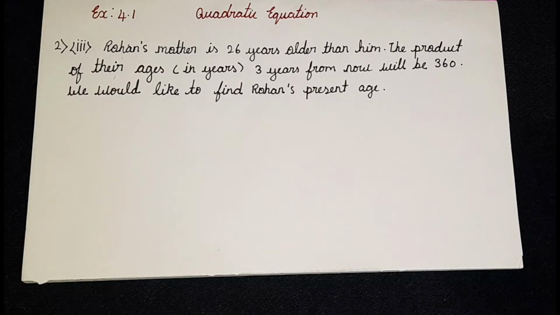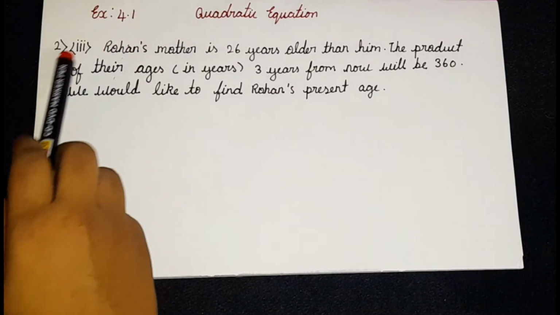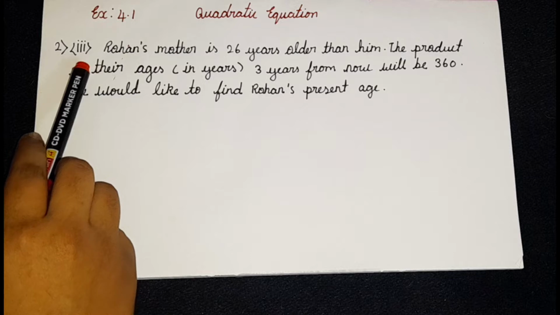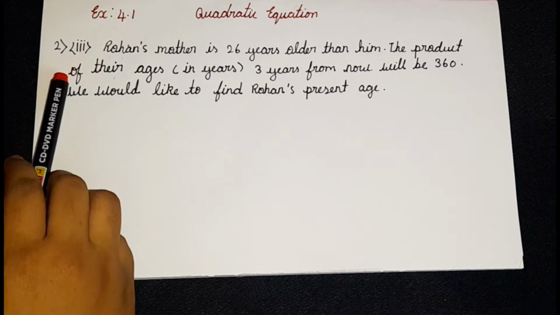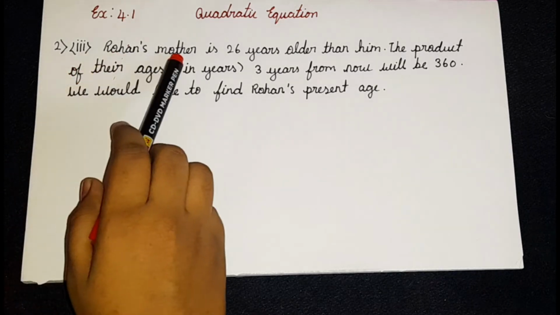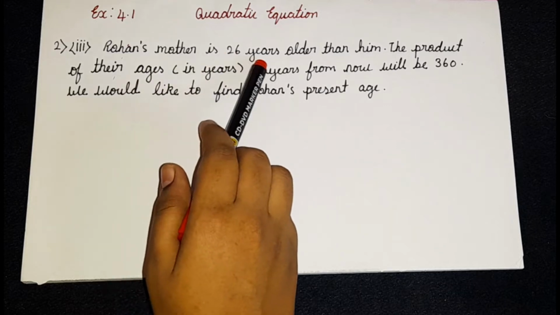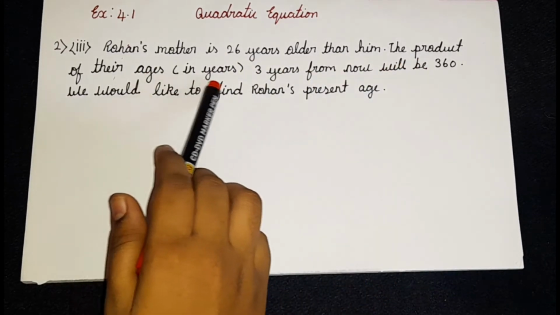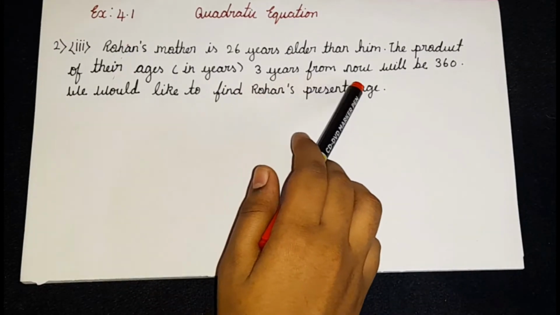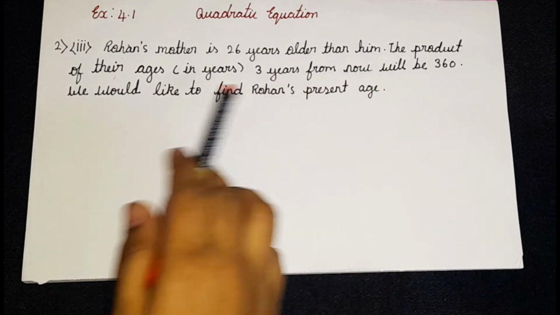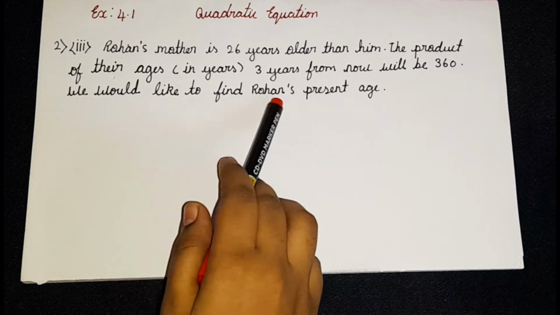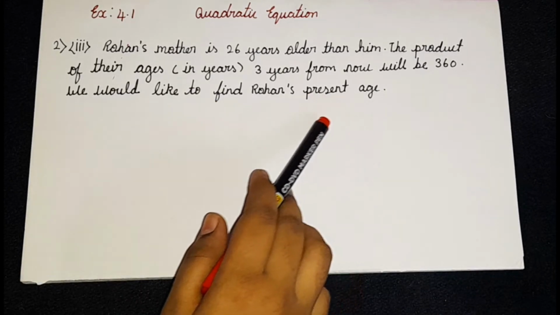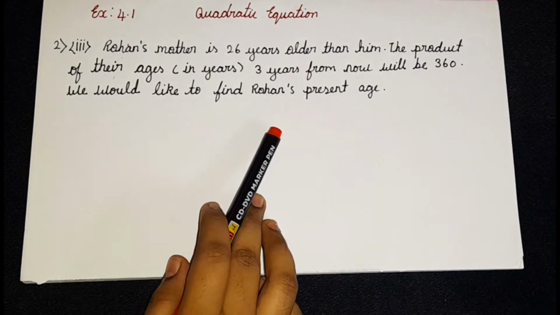Today we are going to be learning exercise 4.1, second question, third subdivision. Alright, now let's read the third subdivision. Rohan's mother is 26 years older than him. The product of their ages in years 3 years from now will be 360. We would like to find Rohan's present age. Okay, so this is the question, the third subdivision.